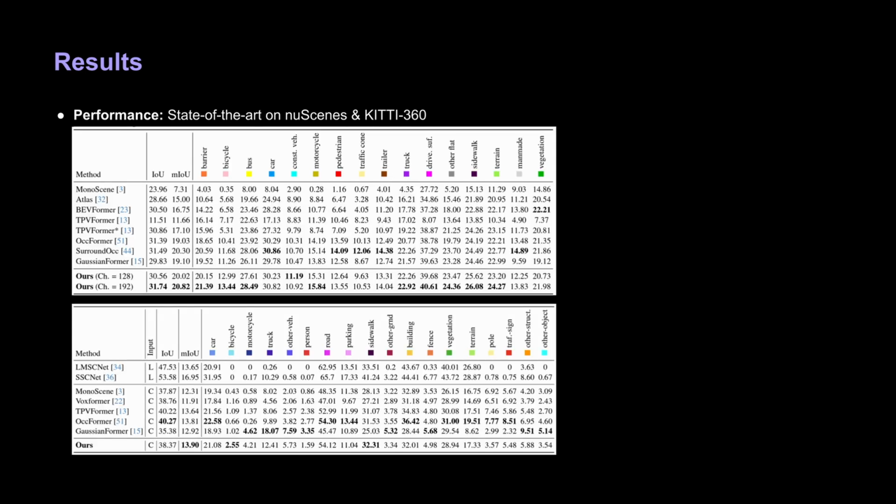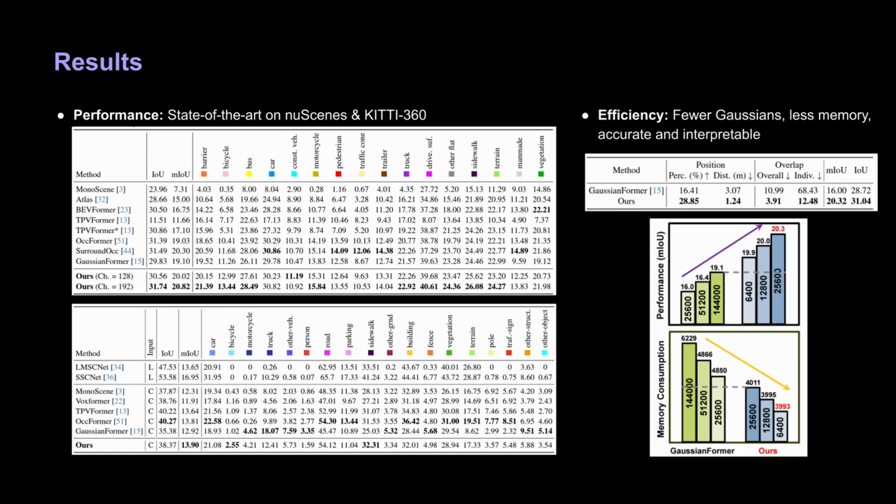Putting everything together, GaussianFormer 2 surpasses the performance of original GaussianFormer and many other contemporary methods on challenging benchmarks like nuScenes and KITTI-360. It uses fewer Gaussians, therefore less memory, compared to the original GaussianFormer, and focuses them on actually occupied areas. In ablation studies, GaussianFormer 2 shows a higher percentage of Gaussians correctly positioned in occupied space, reduces the average distance of Gaussians to occupied voxels, and minimizes overlapping volumes.